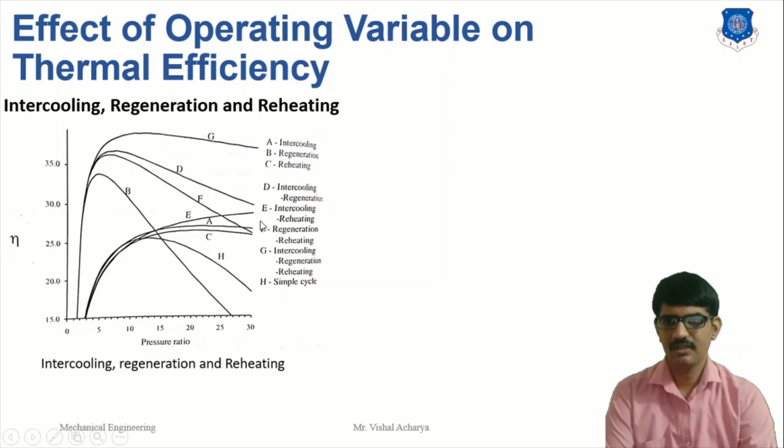D is intercooling regeneration, E is intercooling reheating, F is regeneration reheating, G is intercooling regeneration reheating, H is the simple cycle. So here we also discussed that when the pressure ratio is minimum, the efficiency is increased. So this is our advantage: the simple cycle with intercooling, regeneration and reheating. This parameter is important for thermal efficiency.